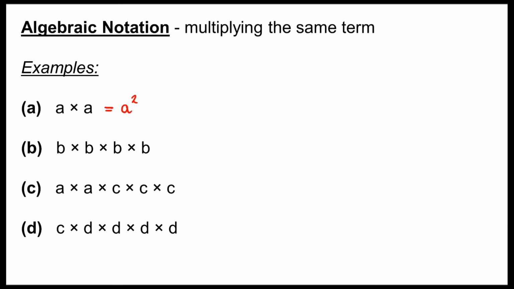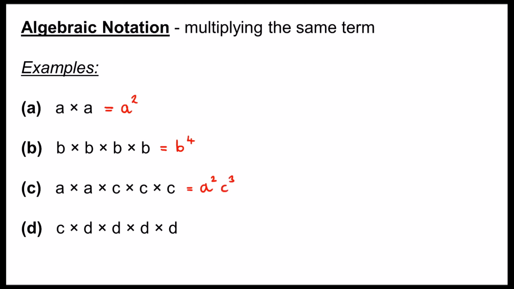In the second example, I've got B times B times B times B, and because there's 4 of them, I can therefore say it's B to the power of 4. This works exactly the same way when there are several different letters which are all being multiplied together. So in part C, we have A times A times C times C times C. I know that there's 2 A's which are being multiplied together, which gives me A squared, and I'm going to stick that together with 3 C's, so that's going to be C cubed at the end.